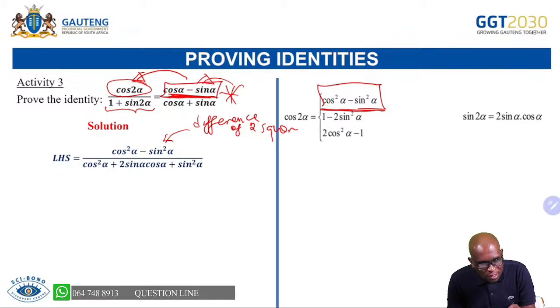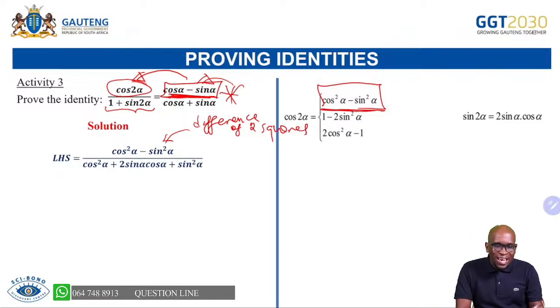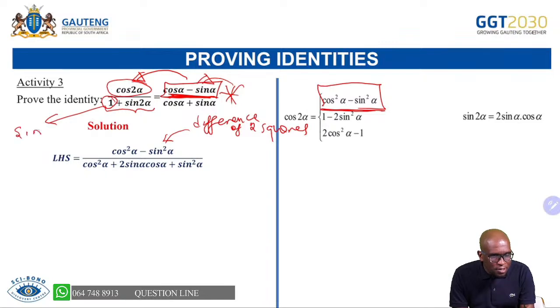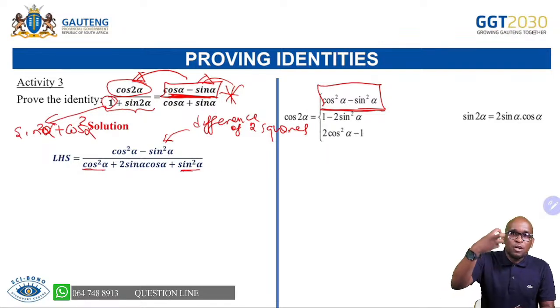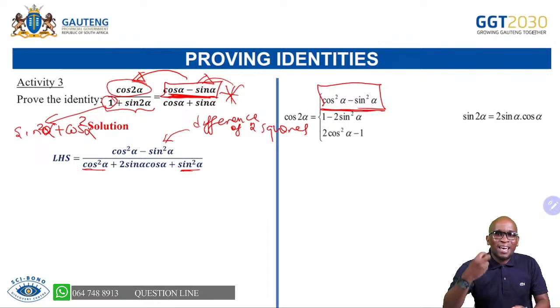We spoke about this, and now I am bringing in, for one, sine squared alpha plus cos squared alpha. I am bringing that in, cos squared alpha and sine squared alpha, to replace one, because I know and appreciate that there exists a hidden perfect square trinomial.